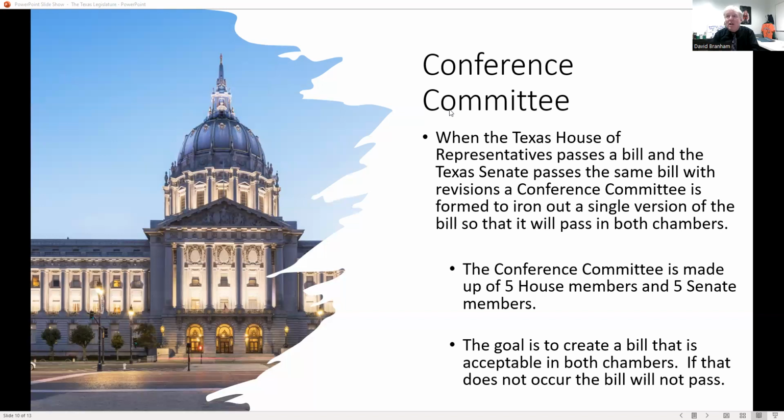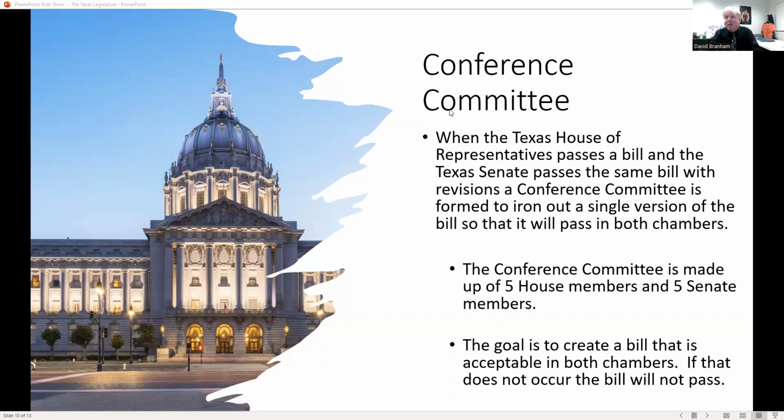They need to know, because that bill's going to go back for a vote. And if the conference committee messes up and gives too many concessions, there will be people who withdraw their vote. So it's important for them to understand. Using a conference committee to iron out a single version of the bill is really, really difficult. They're unbelievably successful at it, though. I don't know why, but they are very successful at ironing out a single version that will pass both chambers. The goal is to create a bill that will be acceptable in both chambers. If that doesn't occur, the bill will not pass. Most of the time, it doesn't go to the chamber where it won't pass.